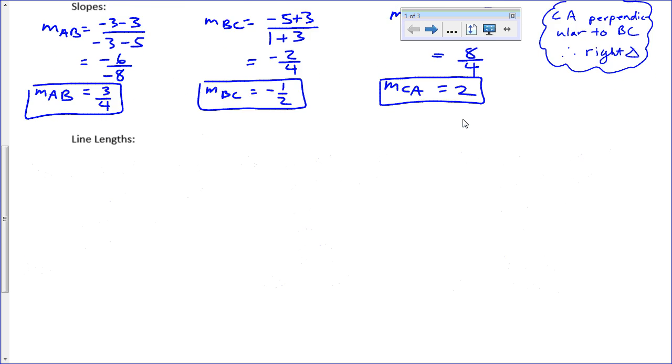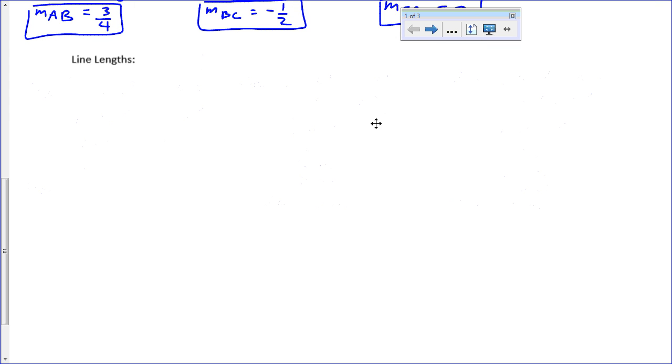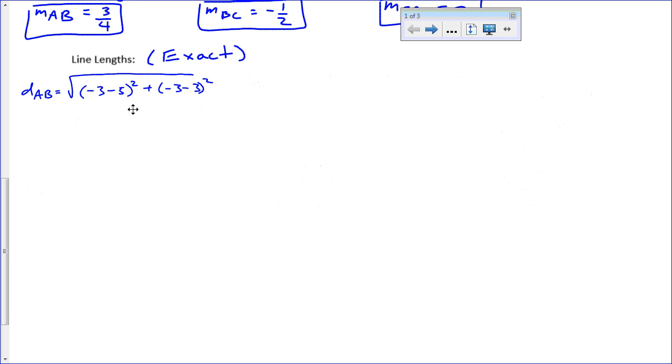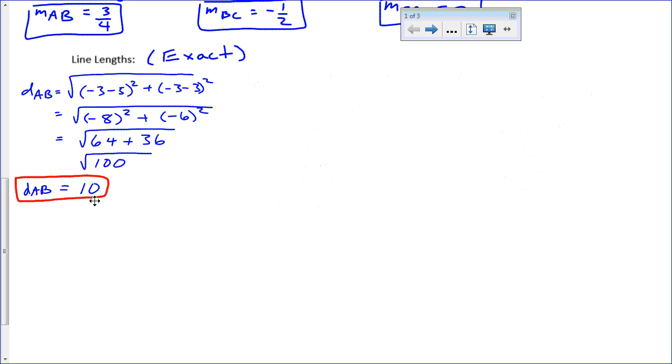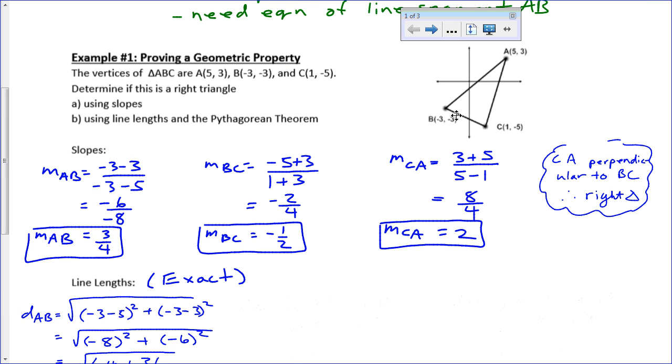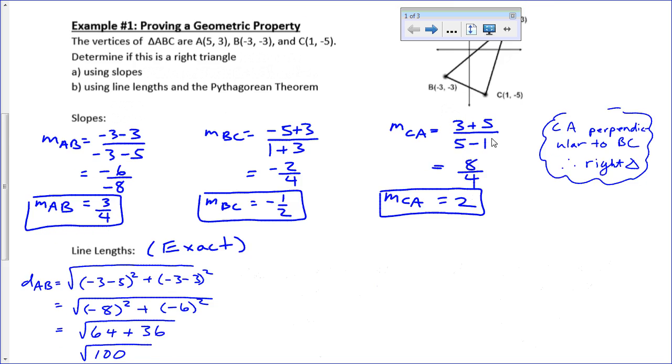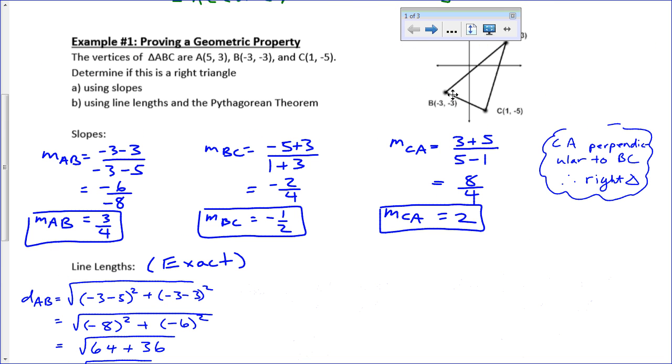Now, when we calculate lengths, what I want you to do for this problem is practice our exact calculations. So let's do that. If I want to calculate the distance of BC, we're going to get this. And then we substitute, simplify, and we end up with something like this. So the distance is 10. So that's this portion here of our problem. Sorry, AB, this portion here.